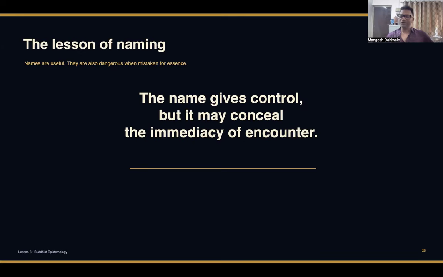For example, the lesson of naming. My name could have been different. Your name, Mahendra, could have been different. It could have been something else. But we identify with the sound of that. If our parents would have named us differently, we would have responded to that name. So this is very important to understand that the names are useful, but they can also be dangerous when mistaken for essence.